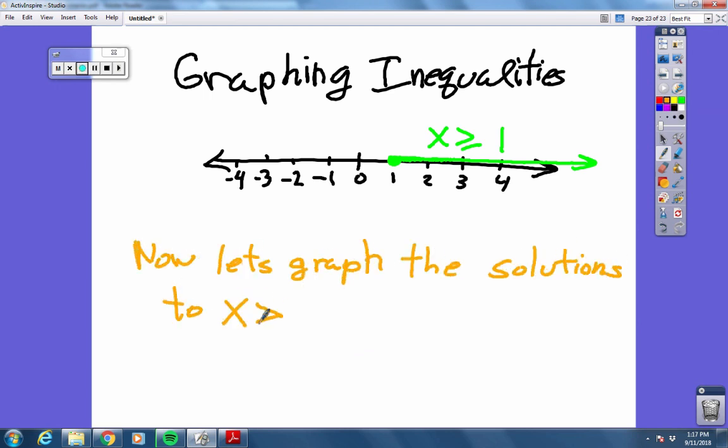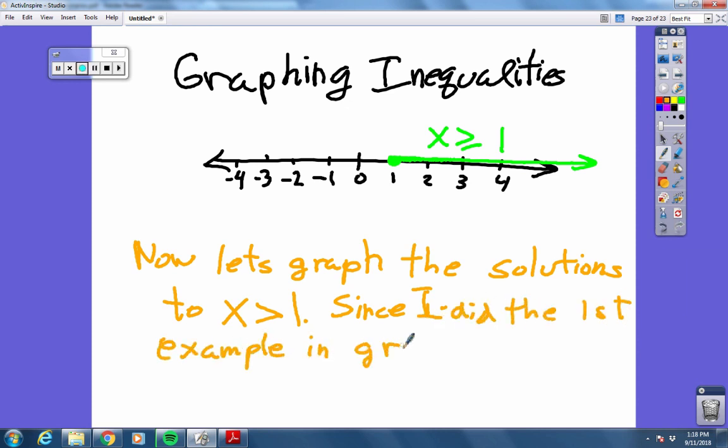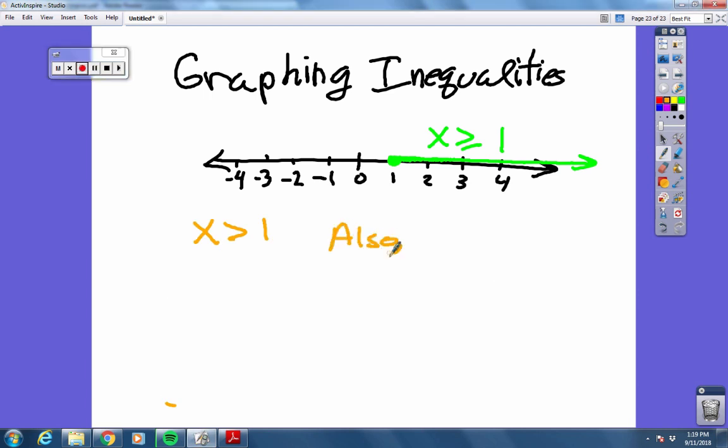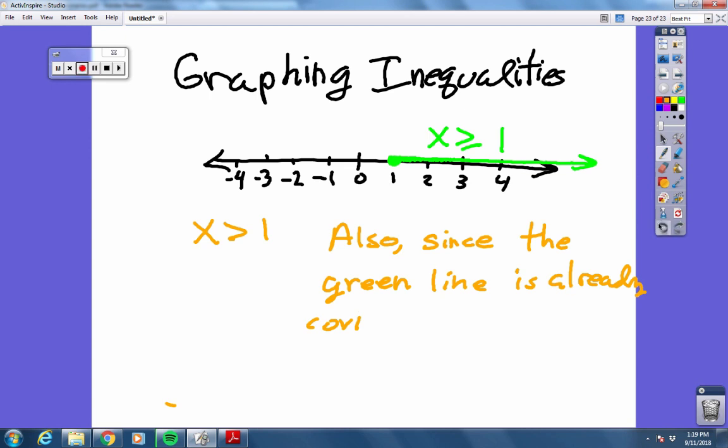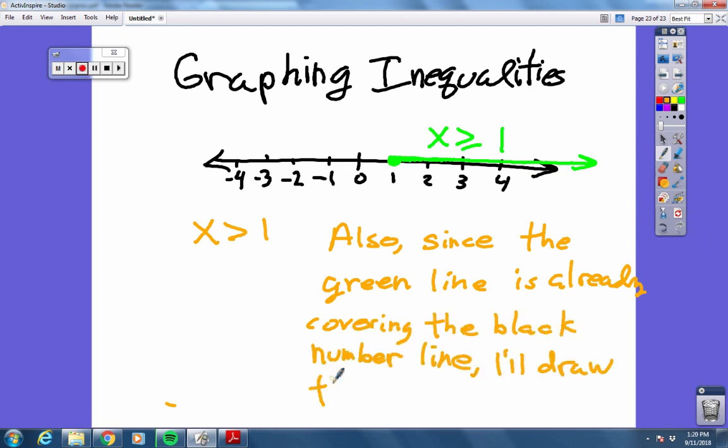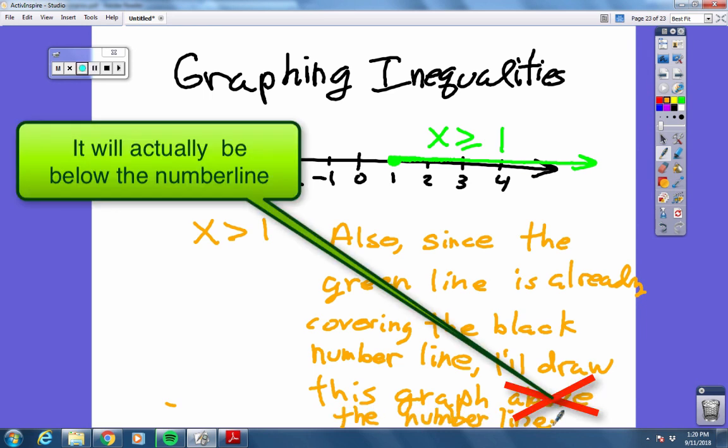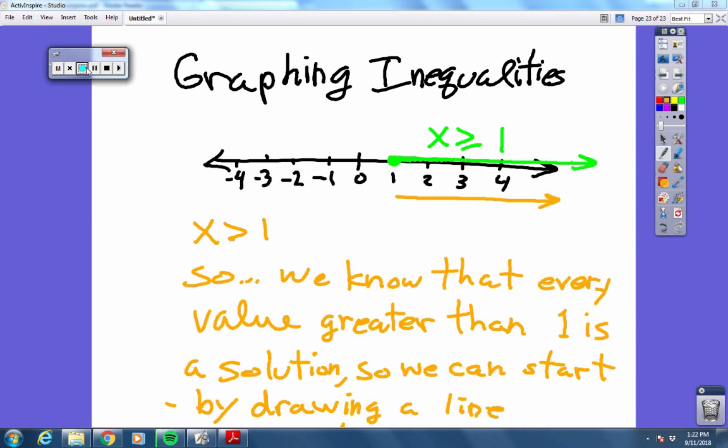Now let's graph the solutions to x is greater than 1. Since I did the first example in green, I'll use orange for this one. Also, since the green line is already covering the black number line, I'll draw the orange line below the number line. So we know that every value greater than 1 is a solution, so we can start by drawing a line.